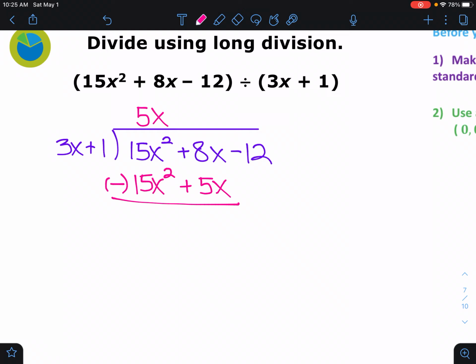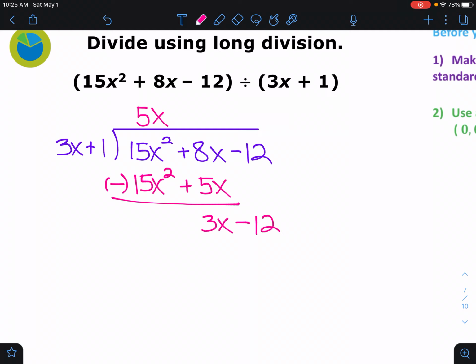you just keep in mind your signs. 15x squared minus 15x squared is 0. X squared or 0. And then 8x minus 5x is 3x. Now be careful that you look over here and you remember you're subtracting, because it's very easy to say this is 13x and accidentally add those together, and that would be wrong. So just take your time with that and keep that in mind. Okay, so now I'm going to bring down this negative 12. That's going to go right here.